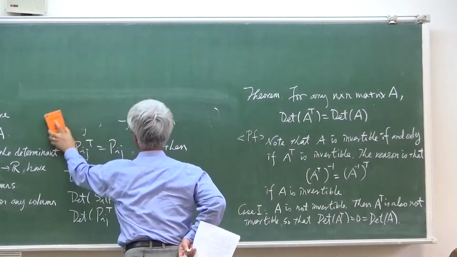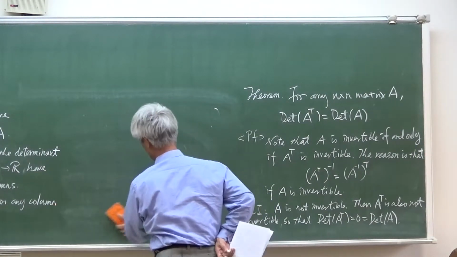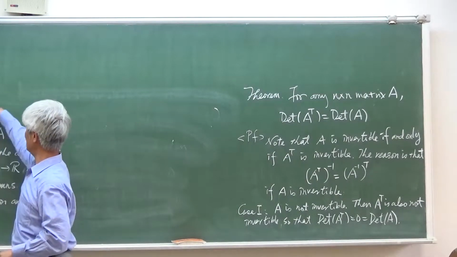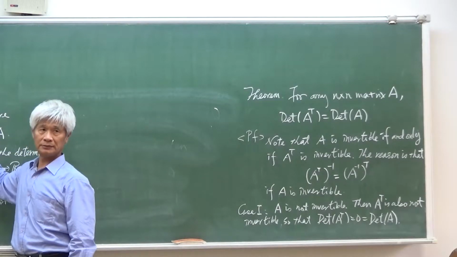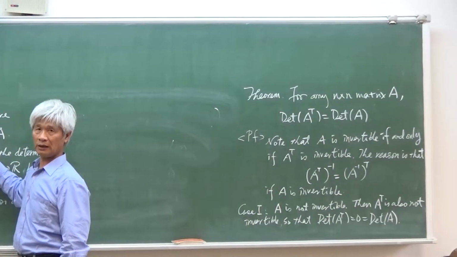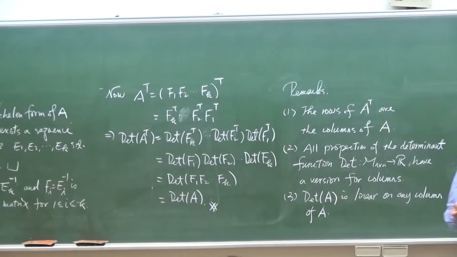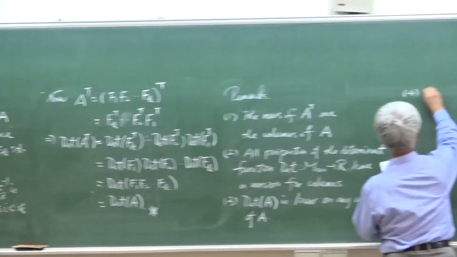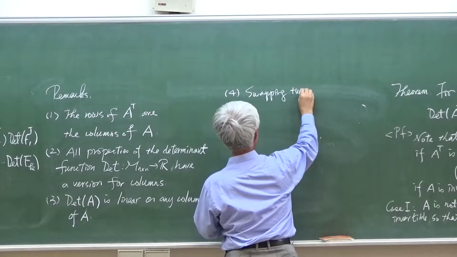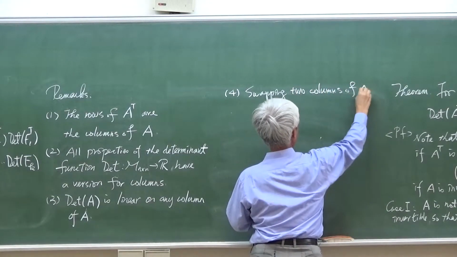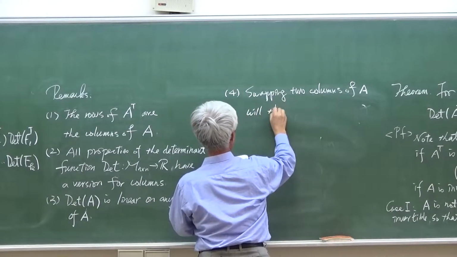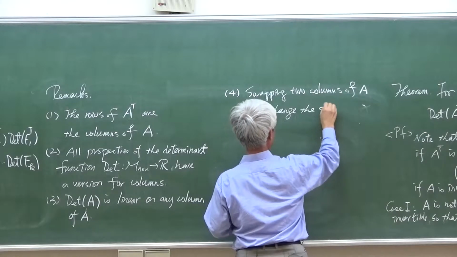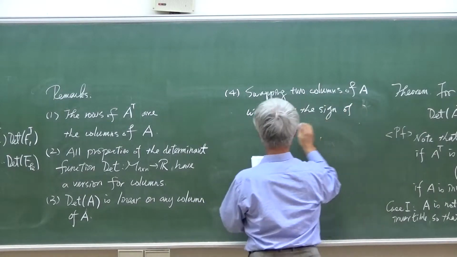We know that the determinant function is linear on any rows. So the determinant function is linear on any rows of A transpose, right? That means linear on any column of A. So you have a version for the columns. For example, swapping two columns of A will change the sign of the determinant.